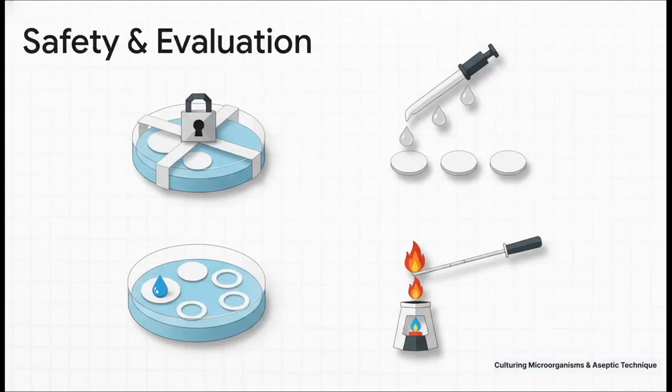Let's quickly run through a few more essential points. Number 1, safety. Once that culture has grown, you never ever open the plate again. It gets sterilized and disposed of safely. Number 2, fair testing. You have to make sure every paper disc gets the exact same amount of the antimicrobial. And finally, you have to use a control, a disc soaked in sterile water. This proves that it's the actual chemical doing the killing and not just the piece of paper.